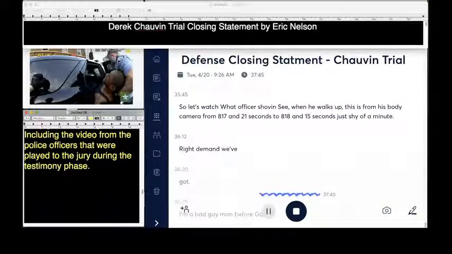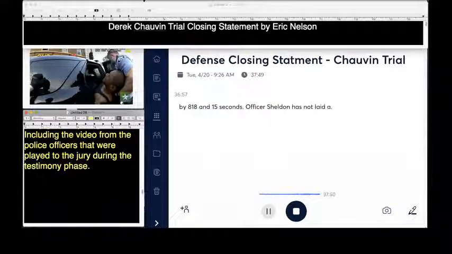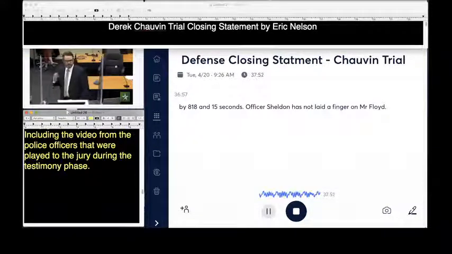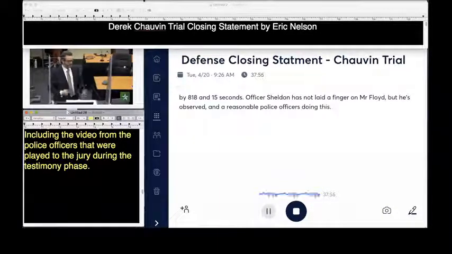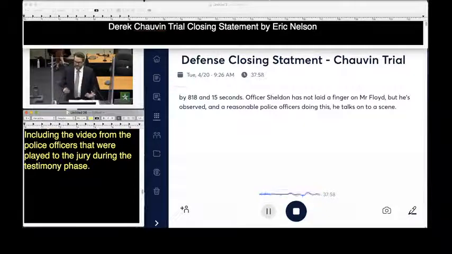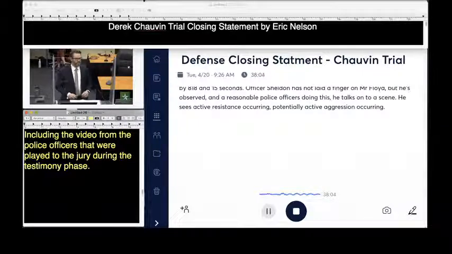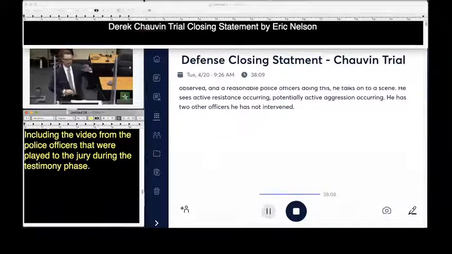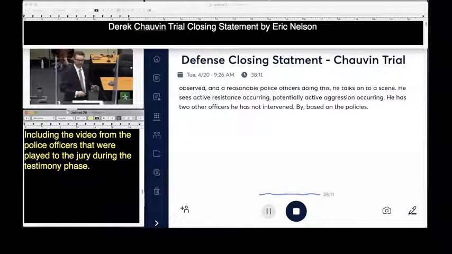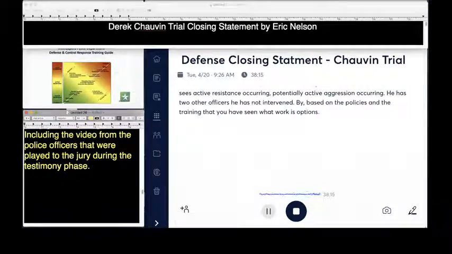By 8:18 and 15 seconds, Officer Chauvin has not laid a finger on Mr. Floyd, but he's observing. And a reasonable police officer is doing this. He walks onto a scene. He sees active resistance occurring, potentially active aggression occurring. He has two other officers. He has not intervened. But again, based on the policies and the training that you have seen, what were his options available to him at that time?